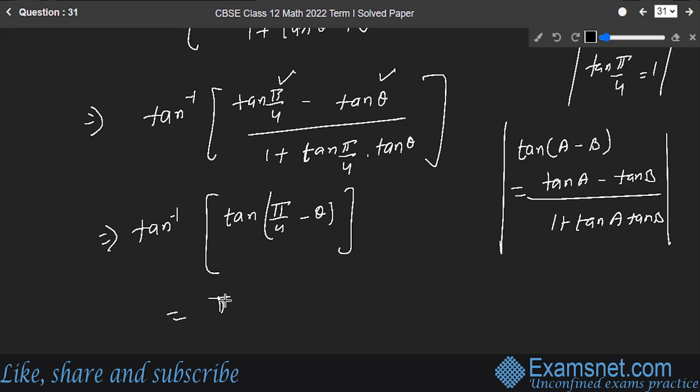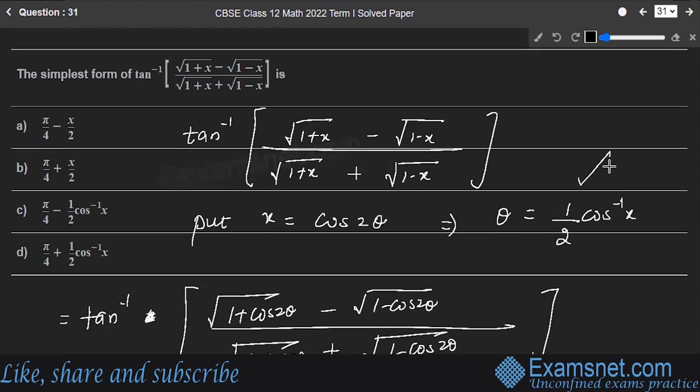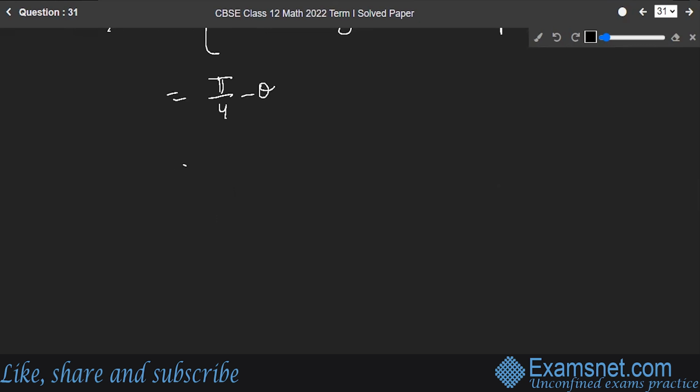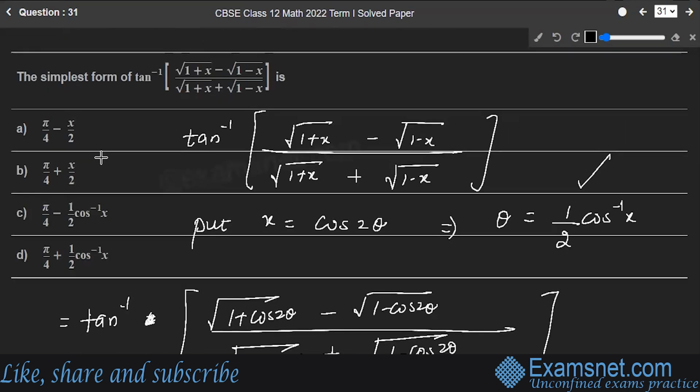So that's equal to pi by 4 minus theta, but we have to retrieve our x from the theta. Theta was equal to 1 by 2 cos inverse x, which gives you the answer as pi by 4 minus 1 by 2 cos inverse x. So this was a lengthy question, but worth it. And you have option C as your answer.